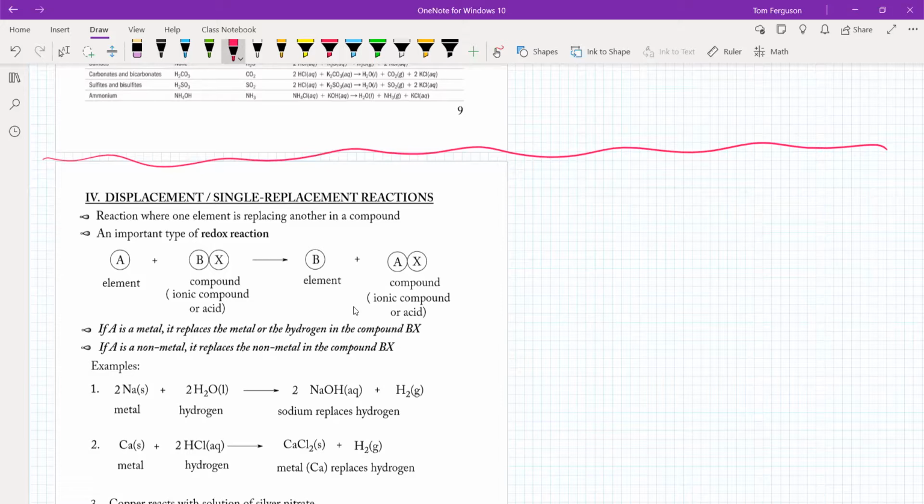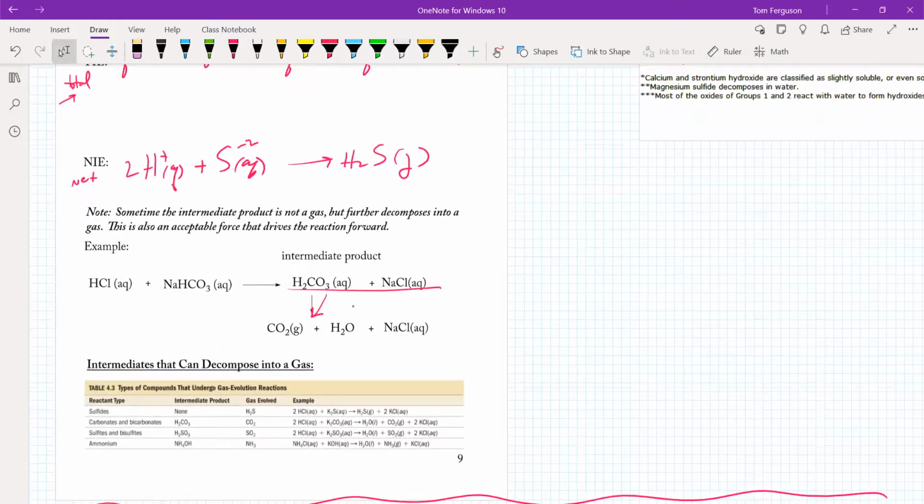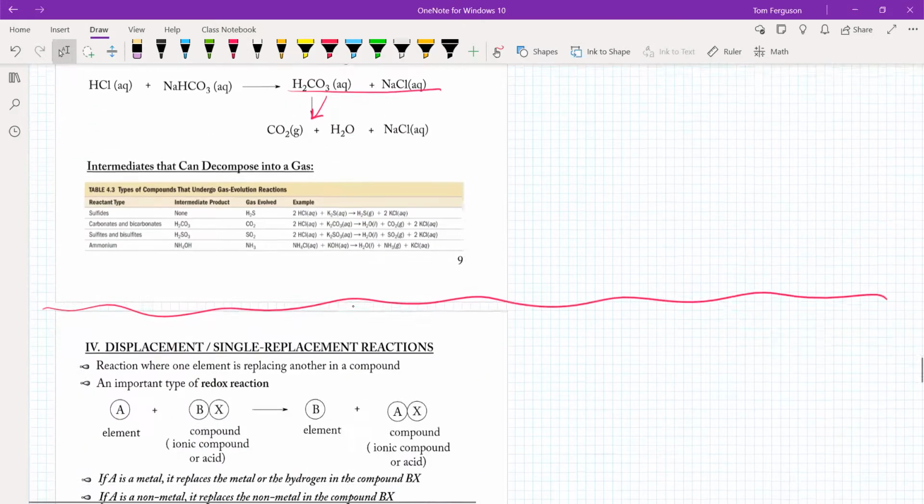Now, the thing about double replacement is that we exchange the anions. The cations exchange anions. And then we look at the resultant combination. Does a combination form a solid based on the solubility table? Does it form a gas? Or does it form a molecular compound like water?